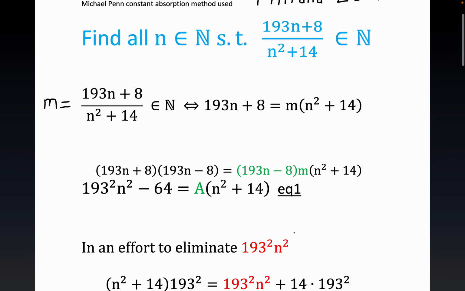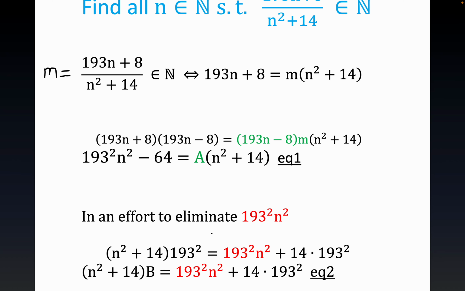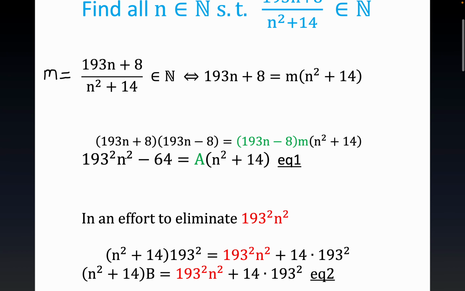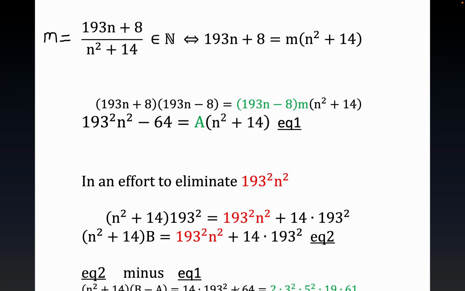Okay, now if you keep going here, we have this big term here, 193 squared n squared, that we got from completing the square up here. So we're going to try to eliminate that. And again, I wouldn't know to do this on my own. But what we do is just multiply n squared plus 14, which is part of the original expression, by 193 squared. And of course, that produces this term. And so what we get is an equation 2, and we call this constant b, which is just 193 squared. But it's just kind of nice to carry letters around instead of numbers for this type of problem. And again, I wouldn't have known to do any of this.